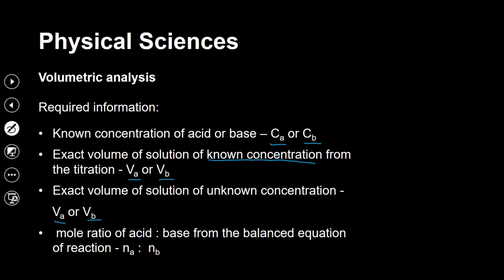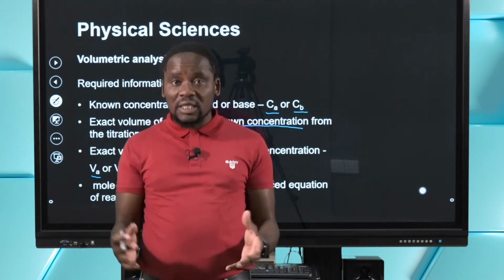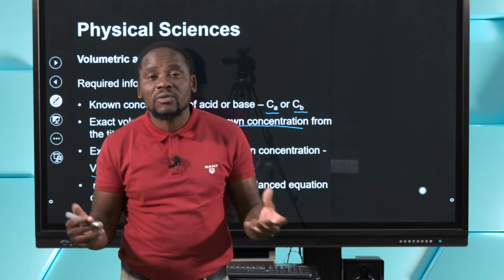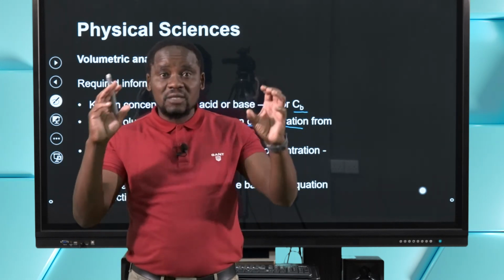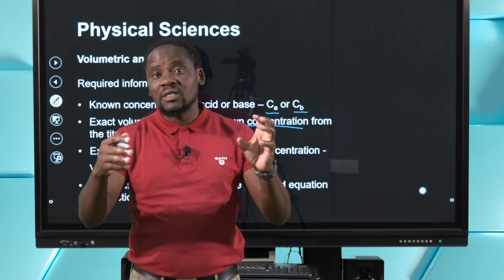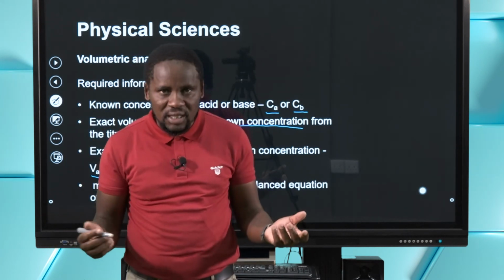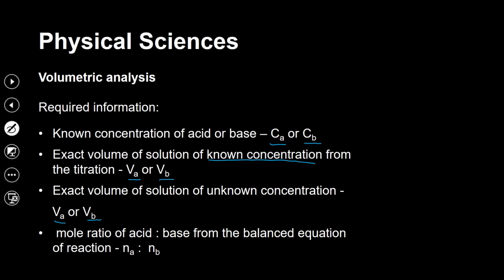And then again, very important, when it comes to the law of conservation of matter, we know that these substances react in fixed ratios, and we talk about the mole as the SI unit of quantity of matter. The balanced equation of reaction gives us the stoichiometric ratio in which these substances react with each other, okay? So we also need the mole ratio of the acid to base from the balanced equation of reaction, right?